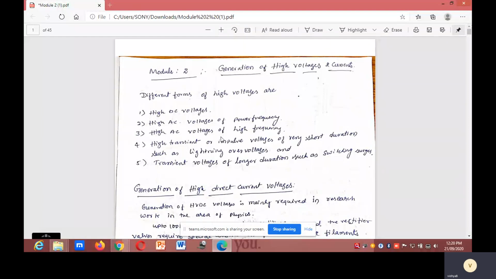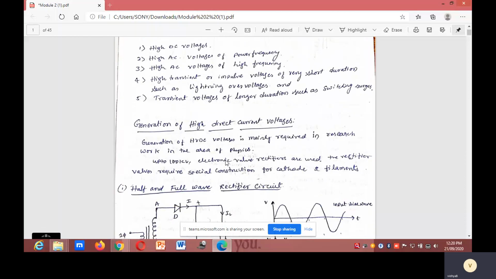Good morning, students. Today we shall discuss generation of high voltages and currents. Different forms of high voltages are high DC voltages, high AC voltages of power frequency, high AC voltages of high frequency, high transient or impulse voltages of very short duration such as lightning overvoltages, and transient voltages of longer duration such as switching surges.